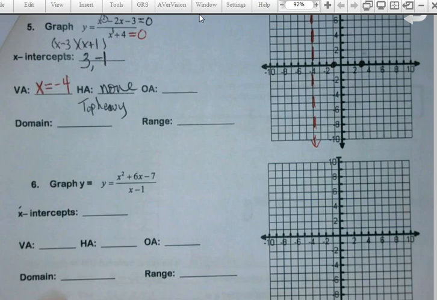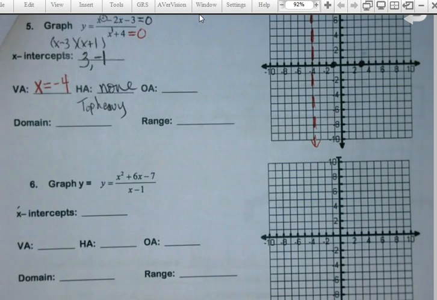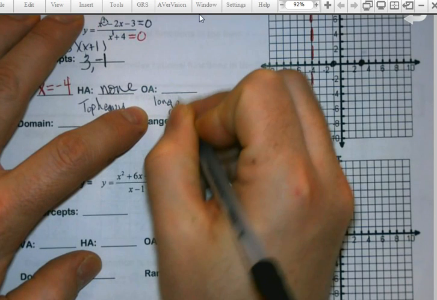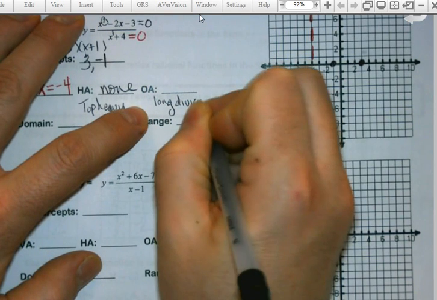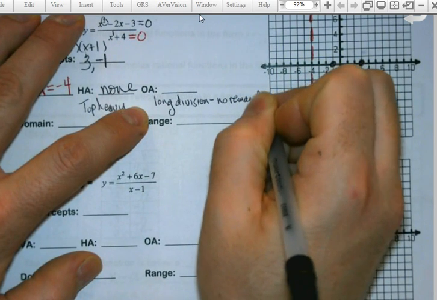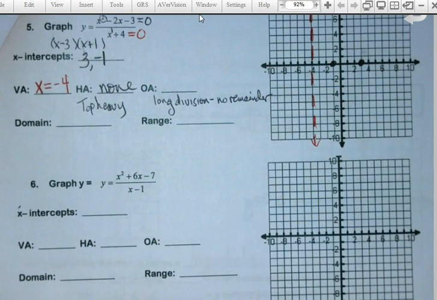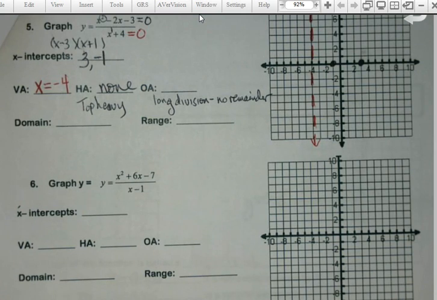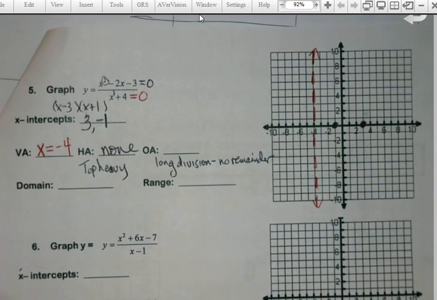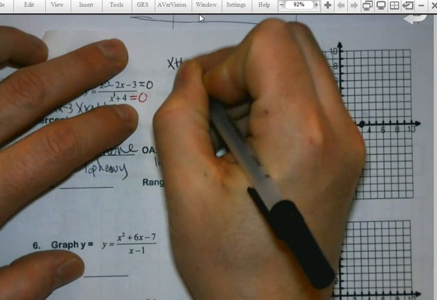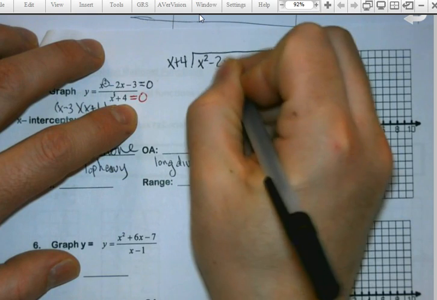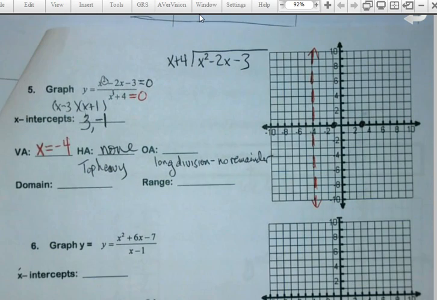So how do I find an oblique? Here's how it works. We're going to do a little long division here. Oh boy. But we don't worry about the remainder. So here's how this is going to work. I'm going to take my x plus 4, and I'm going to divide it into the x squared minus 2x minus 3.